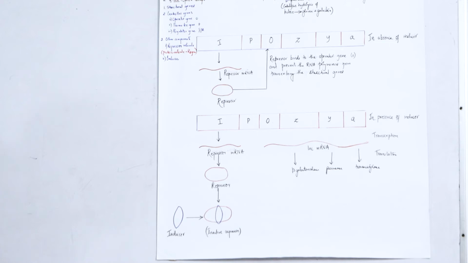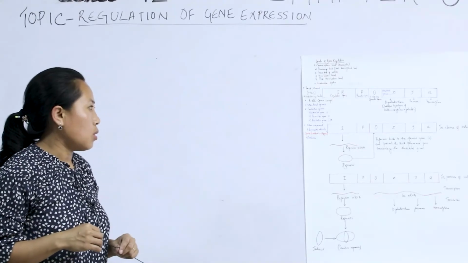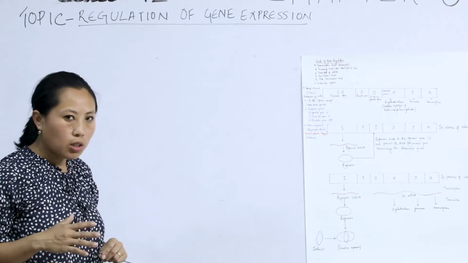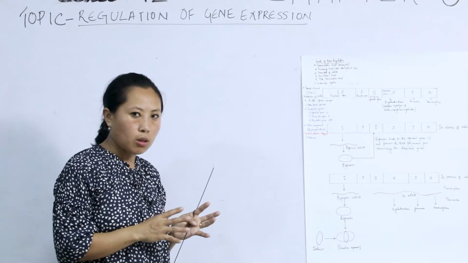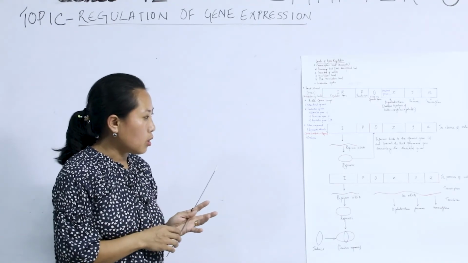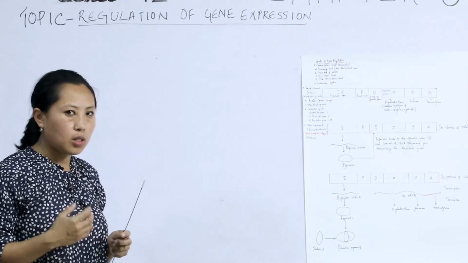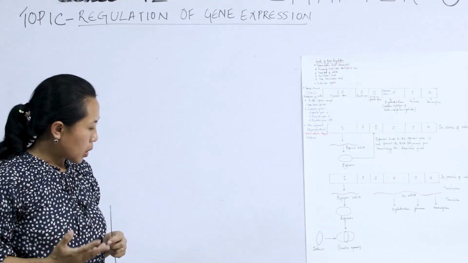And when lactose is absent in the medium, as I've said, the repressor molecule, which has a high affinity for the operator region, goes and binds to the operator region, and as such, RNA polymerase cannot transcribe the structural genes. So the transcription of the structural genes is switched off. So this is how the expression of the genes is regulated, in a switch on and switch off mechanism.